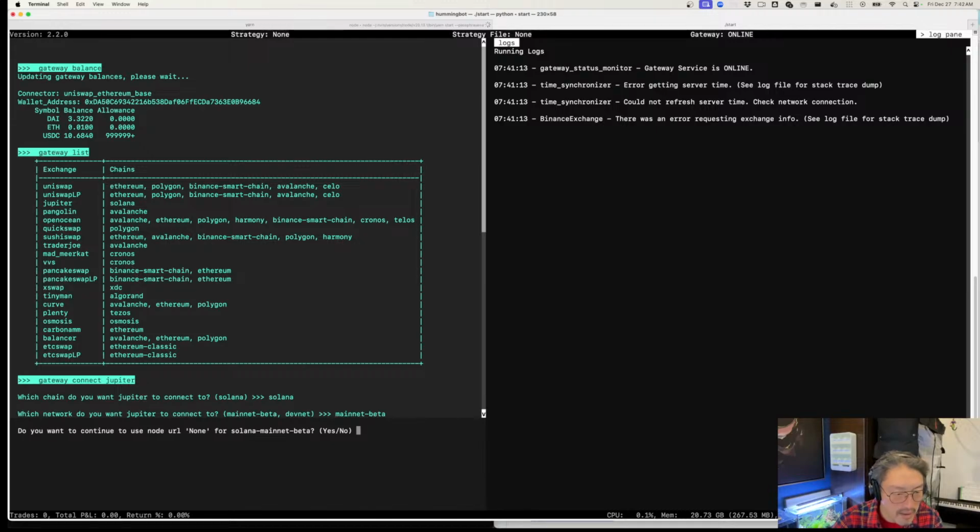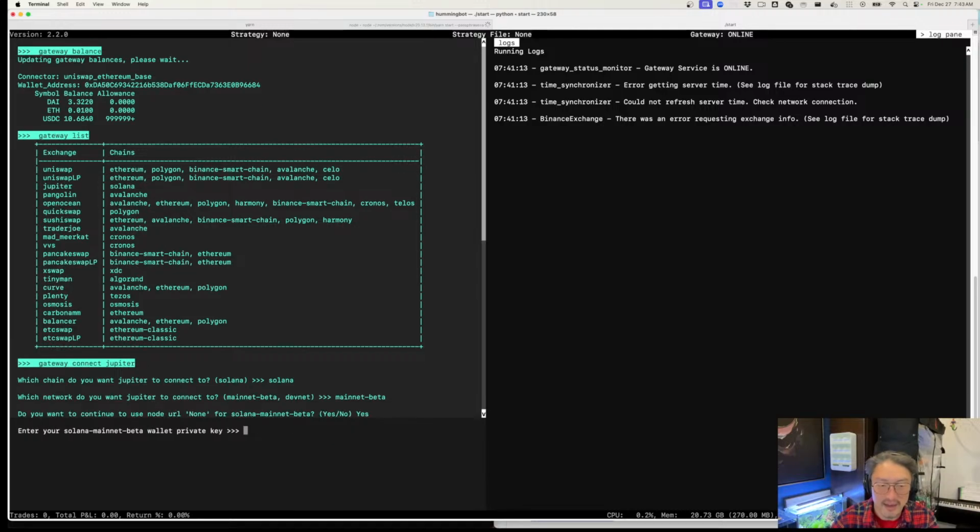Okay, so this actually is a bit of an issue here. This is an inconsistency between the way that we define node URLs for Solana, where it's a list, versus here, where this is actually incorrect. It's a parsing error. I would just pick yes here because it should be fixed later on. And then finally, we're going to enter in our private key.